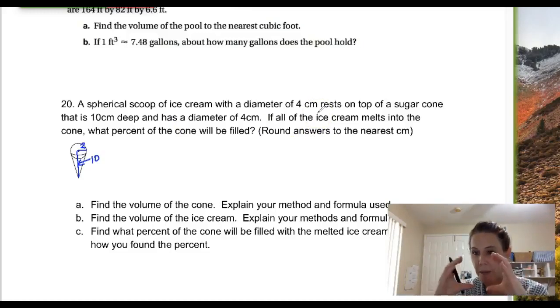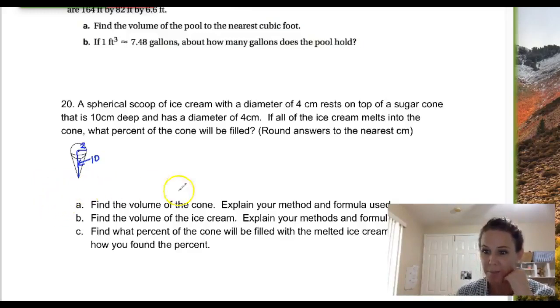So we want to know what's the volume of that sphere, the ice cream, and what's the volume of the cone, and can it melt into the cone? How much of that cone will fill up? Okay, good question. First thing we want to do is find the volume of the cone. We know how to find the volume of the cone. I want you to explain your method and the formula you use. So tell me the volume of the cone.